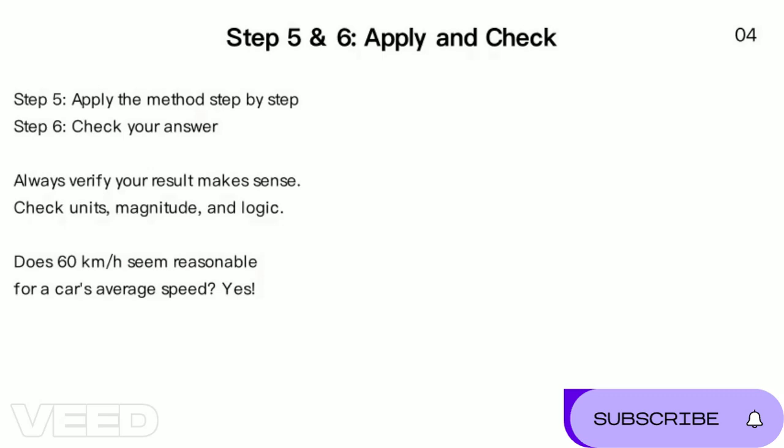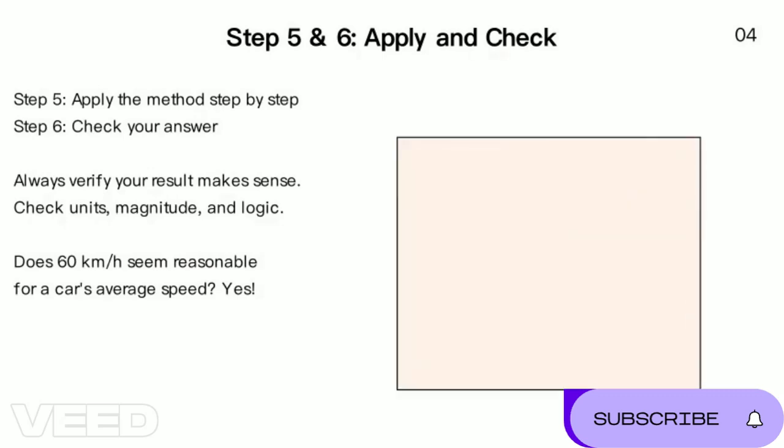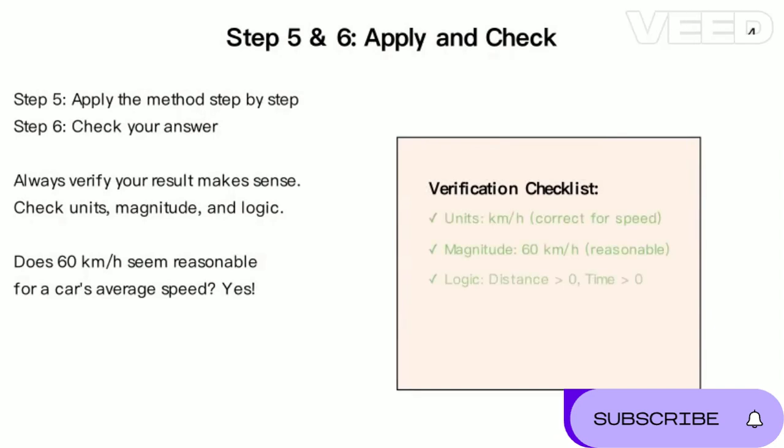Finally, we reach steps 5 and 6. Step 5 is applying the method systematically. We've already done this by substituting our values into the speed formula. Step 6 is crucial. Checking our answer. We verify that our units are correct. Kilometers per hour is indeed a unit of speed.